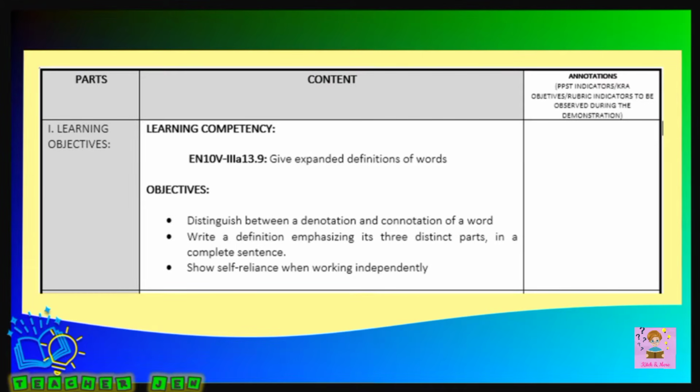For me, this is very convenient kasi agad na makikita ng observer yung mga integration mo ng mga COT indicators sa iyong lesson plan. So, ito yung lesson objective part ng lesson plan for CO1 ko. I have here the learning competency with its code galing sa curriculum guide in English 10 for quarter 3.